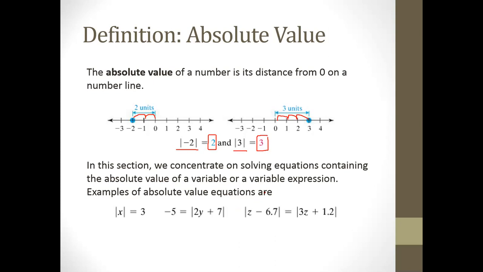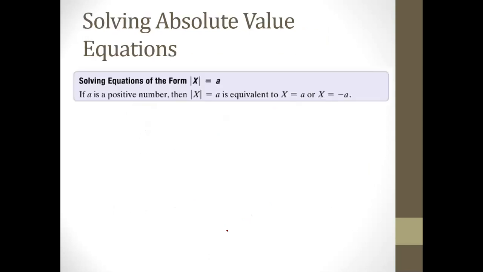Here are some examples of absolute value equations. We have the absolute value of x equals 3. We have -5 equals the absolute value of 2y plus 7. And then we have the absolute value of z minus 6.7 equals the absolute value of 3z plus 1.2. These are just some examples of absolute value equations. Now, when we are solving absolute value equations, we have to first determine the right form, okay?